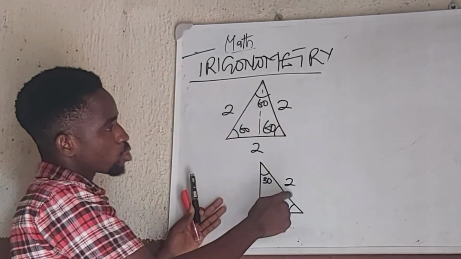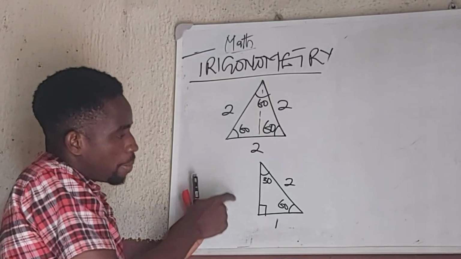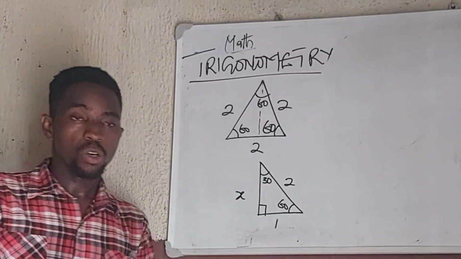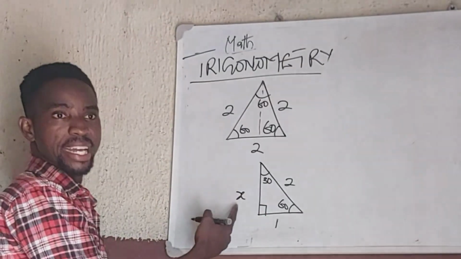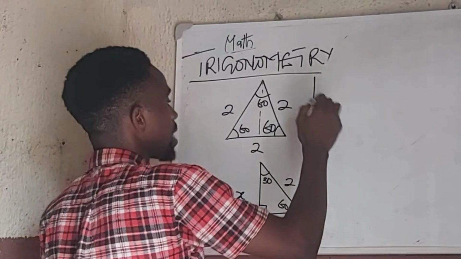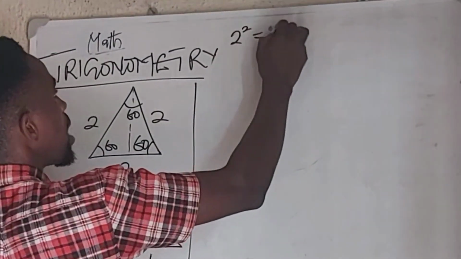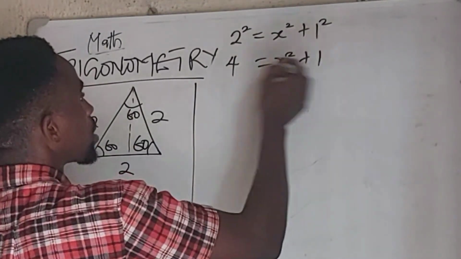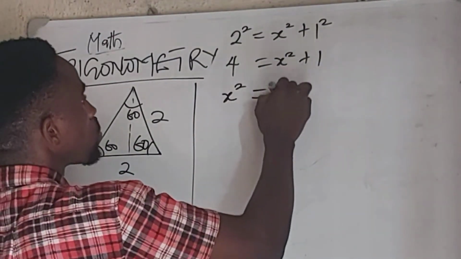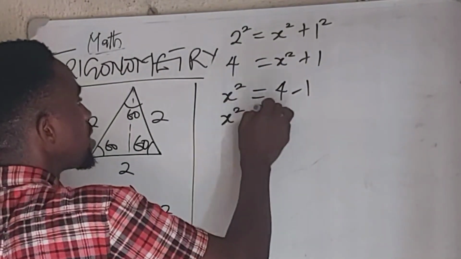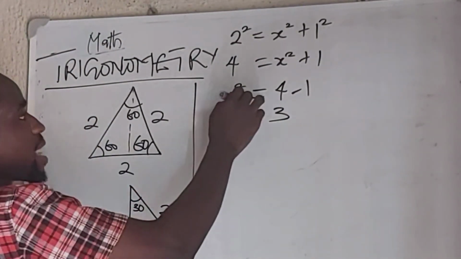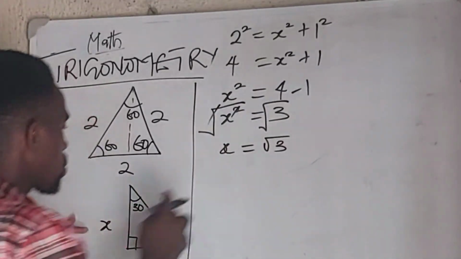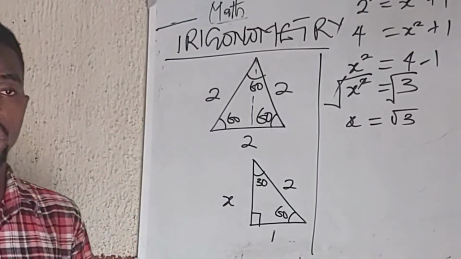Remember, we know this side to be 2, we know this side to be 1, but we don't know this side. So we can call this side x, right? Going by Pythagoras theorem, we'll find the value of this side x. So how do we do that? We just say that 2 squared is equal to x squared plus 1 squared. This is 4 is equal to x squared plus 1. Collecting like terms, we have that x squared is equal to 4 minus 1. So x squared is equal to 3. We now take the root of both sides, and then we have that x is equal to root 3. So that's the value of this side, square root of 3.